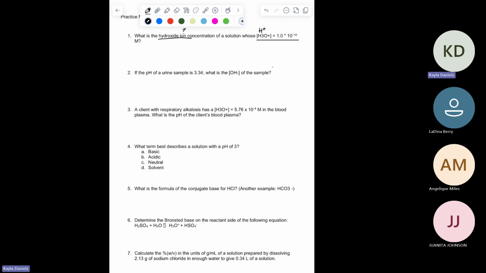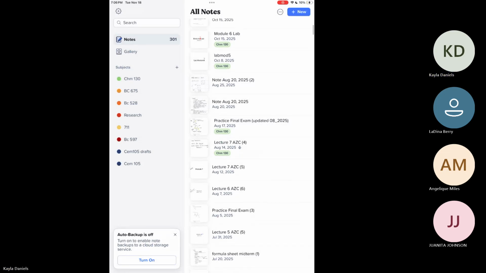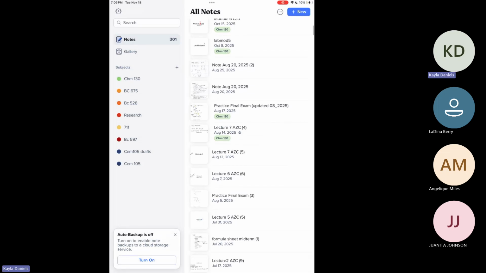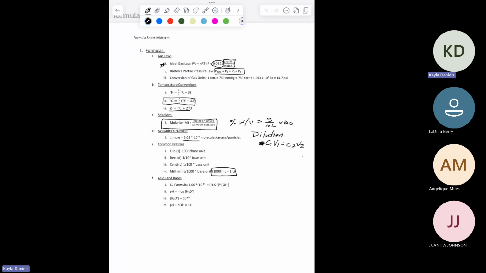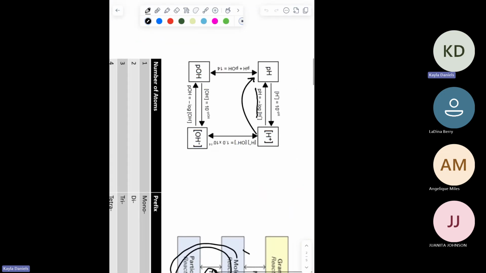All right, so let me see if I still have my reference sheet in here. Formula sheet midterm. Perfect. This is what your formula sheet looks like on the midterm. You have this acid-base square. Sorry, it's sideways. So we were just given H plus and we're asked to find OH. So we need to use this formula, also known as the KW formula.